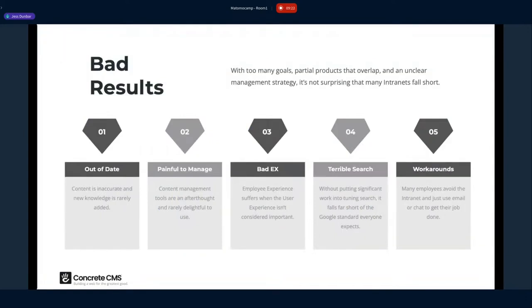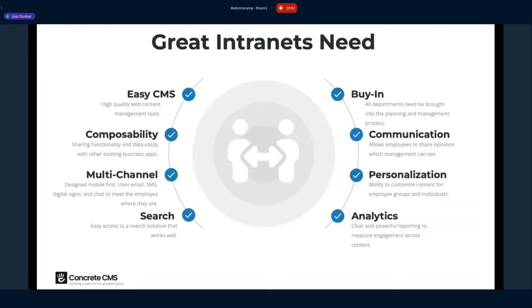So, bad results. With too many goals, partial products that overlap, and an unclear management strategy, it's not surprising that intranets fall short. And there's no clear governance team, no cross organizational buy in, decentralized and reactive. There's not multiple channels, no measurable goals, and useless analytics. And a lot of people tend to use workarounds. So, how often is it that you chat one of your colleagues and ask them for a file or to resend an email? And those are all areas where employees will work around instead of finding information.